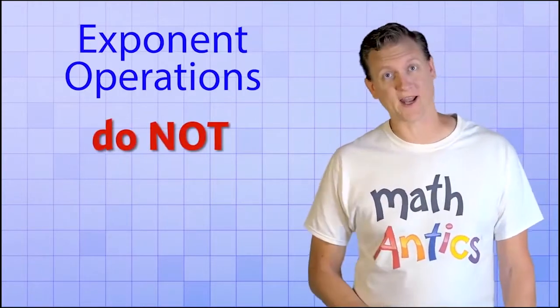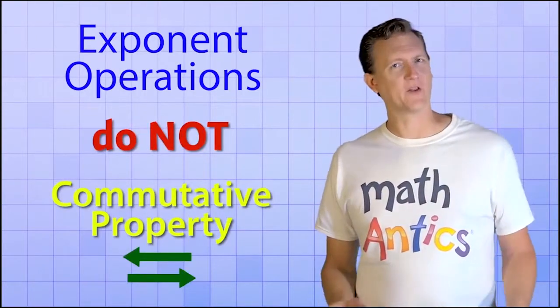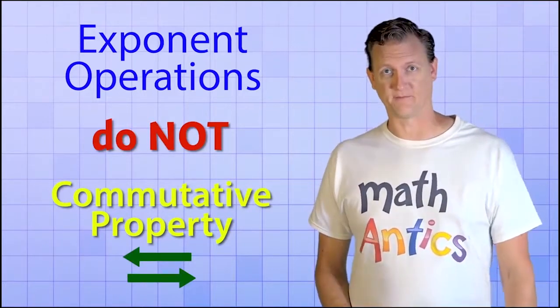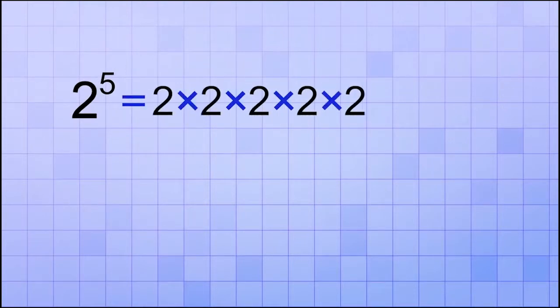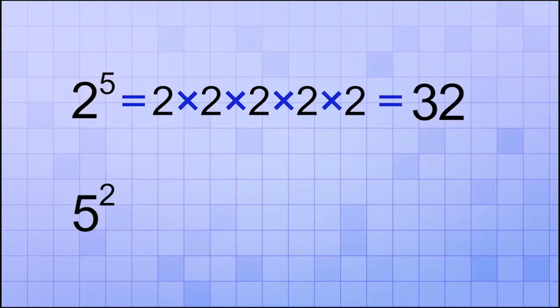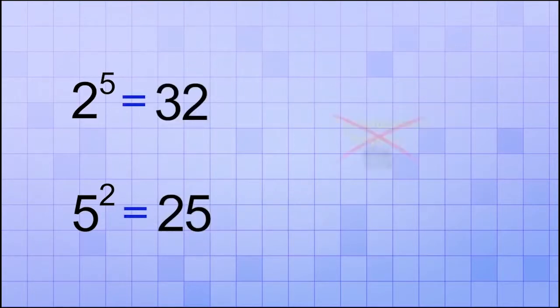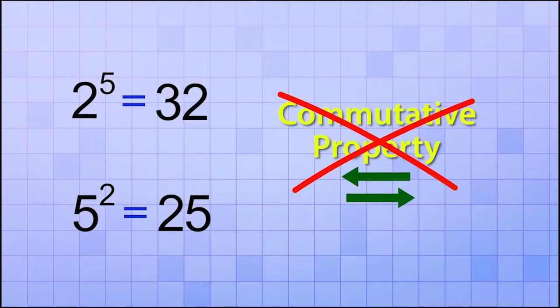Oh, and one more thing you should know before we move on is that exponent operations do not have the commutative property. In other words, you can't switch the order of the numbers without getting a different answer. For example, 2 to the 5th power is 2 times 2 times 2 times 2 times 2, which equals 32. But if we switch the numbers, 5 to the 2nd power is 5 times 5, which equals 25. So exponents do not have the commutative property.